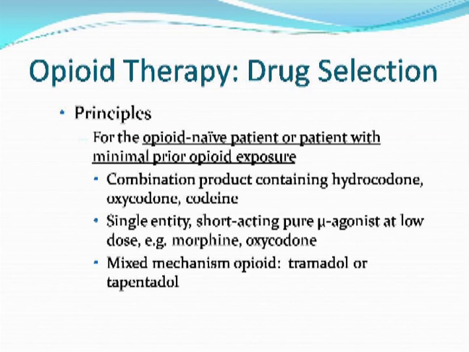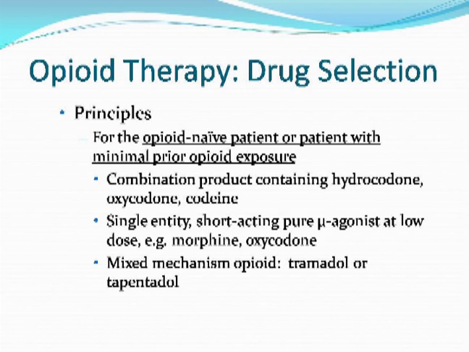So the first issue is what do you choose for a patient who is opioid naive or has minimal prior opioid exposure? In the developed world, there's a tendency to choose a combination product containing hydrocodone, oxycodone, or codeine. In this country, the most widely prescribed drug in the entire country is what? No. Vicodin or its generic analogs, right? Hydrocodone acetaminophen is the most widely prescribed drug in America. So that's what we like to do in America.